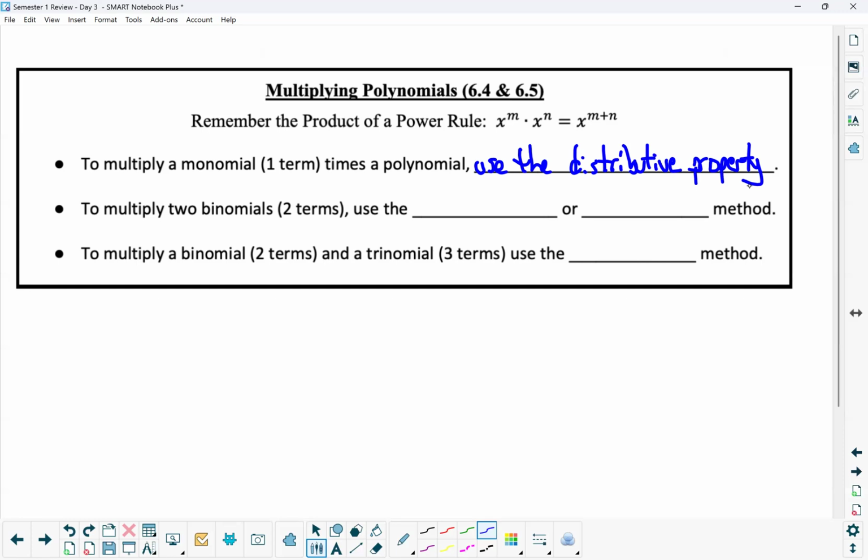If we have two binomials, a two-term times a two-term, we can either use the box or FOIL methods. And to multiply a binomial and a trinomial, I find it easiest to use the box method, but you could also use the FOIL method. If we run into an example here, I will use the box method.